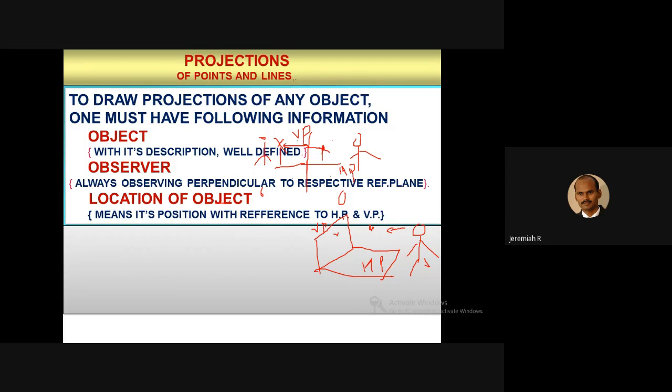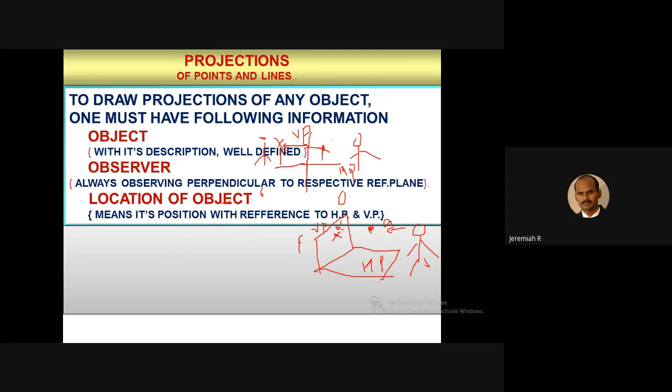What you get? A dot. When you just see from the front, you will get a dot. So this you have to mention: if the point name is A, you have to mention A dash. This is called front view.